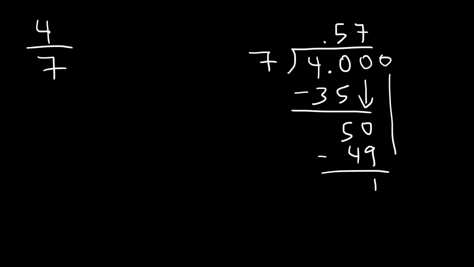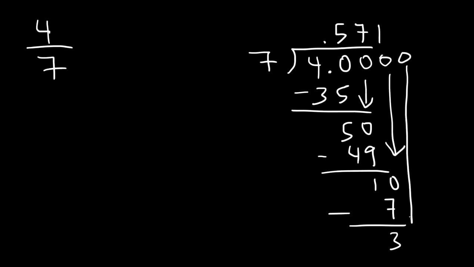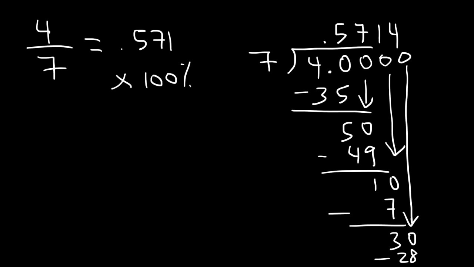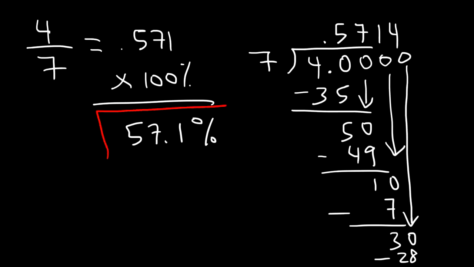And then we can add another 0. 7 goes into 10 one time. 7 times 1 is 7. 10 minus 7 is 3. And then if we add another 0, that's 30. 7 goes into 30 4 times with a remainder of 2. But that's enough. We can round it to the nearest thousandth place. So 4 over 7 is about 0.571. Now if we multiply that by 100, this will give us about 57.1% as a rounded answer, which we can work with. So that's how you can convert the fraction 4 over 7 into a percentage.